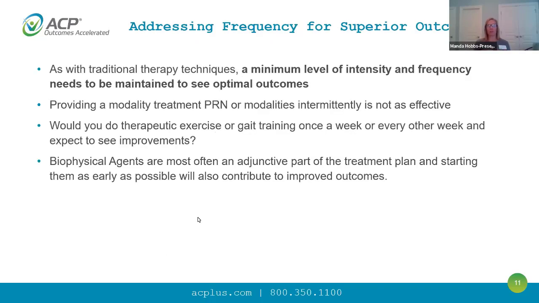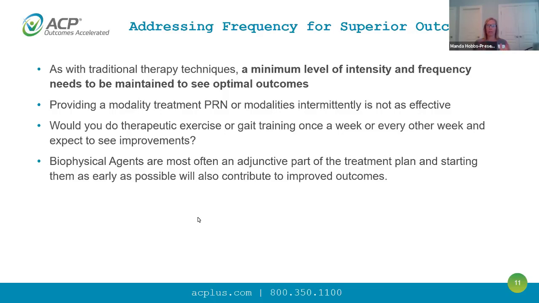Another very important thing for you as a manager to address and ask questions about is the frequency of application, particularly for the modalities. As with any therapy technique, there does need to be a minimum level of intensity and frequency in order to maintain and see those optimal outcomes. Providing a modality treatment PRN or intermittently is just not as effective. If you think about it outside of a modality perspective, would you do a therapeutic exercise or gait training only once a week or every other week and expect to see improvements? Your answer would probably be no. And so that should be the same type of mentality we have when we're applying and utilizing the modalities to help address physiological impairments.